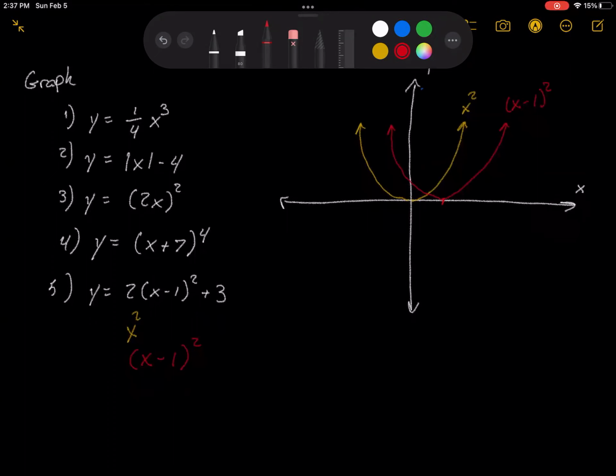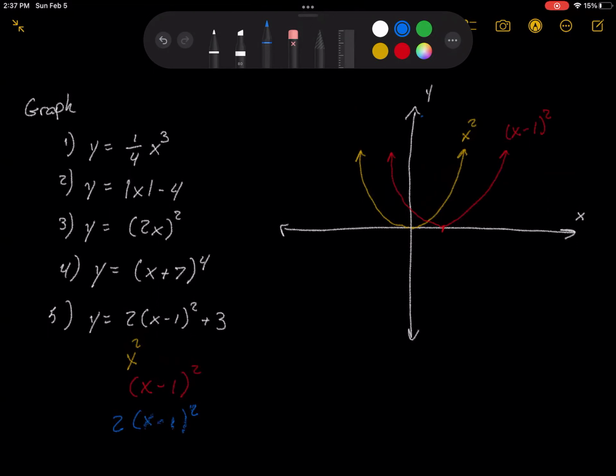And now let's switch to a different color. What's being done? I'm not adding 3 just yet because I'm adding 3 after I multiply by 2. So that's my next step. I'll now take 2 times the quantity of x minus 1 squared. So I'm multiplying this red function on the outside by 2, thus I'm dilating it vertically by a factor of 2, I'm making that red function twice as big. Right, I took my y-axis and I stretched it vertically.